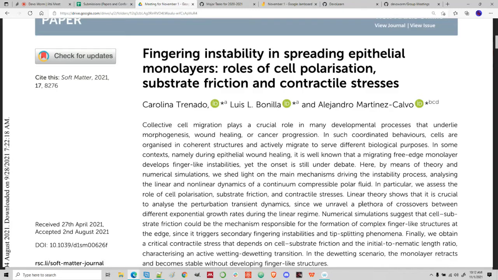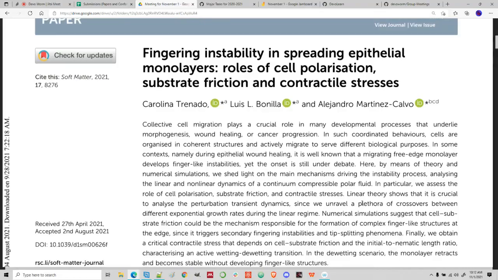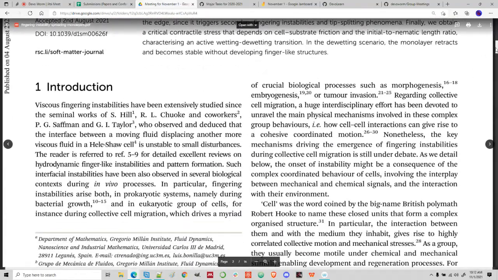Stupid question. Does this paper mention Rayleigh instabilities? They may, down in the paper.